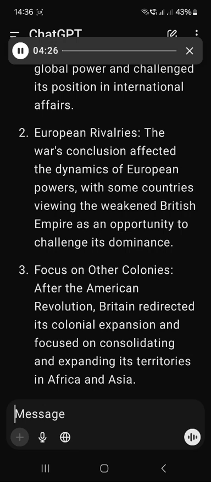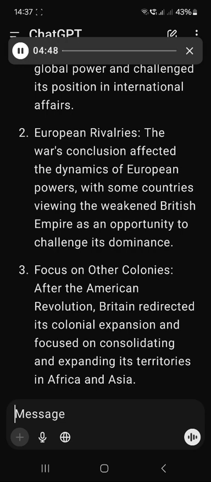2. Declaratory Act, 1766. Following the Stamp Act, the Declaratory Act asserted British Parliament's authority to make laws binding on the American colonies in all cases whatsoever. 3. Townshend Acts, 1767. Introduced under Prime Minister Charles Townshend, these acts imposed new duties on imported goods in the American colonies, triggering further resistance to British taxation policies.